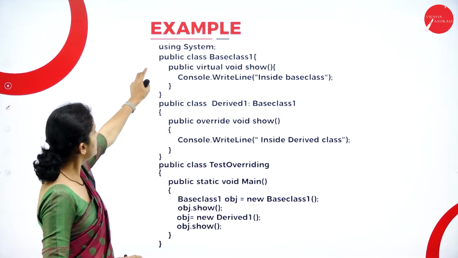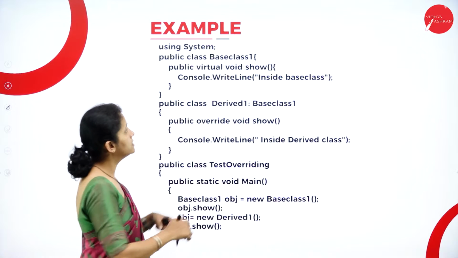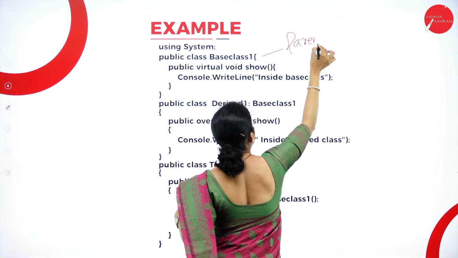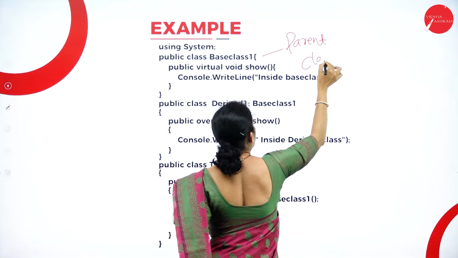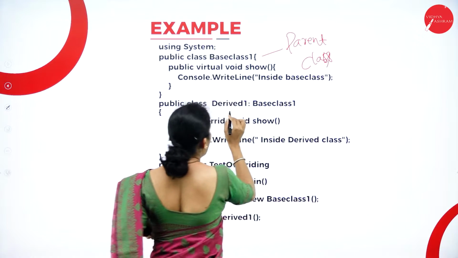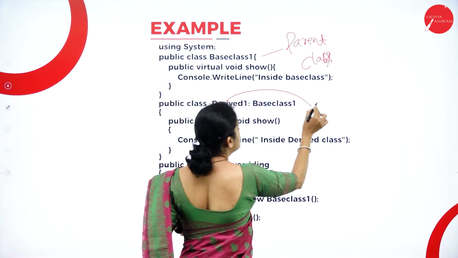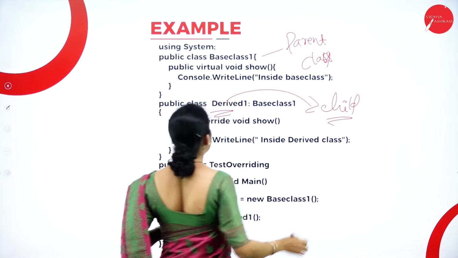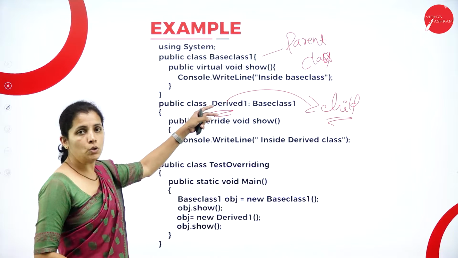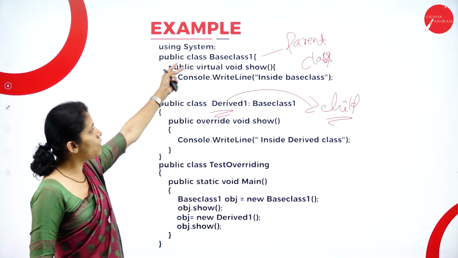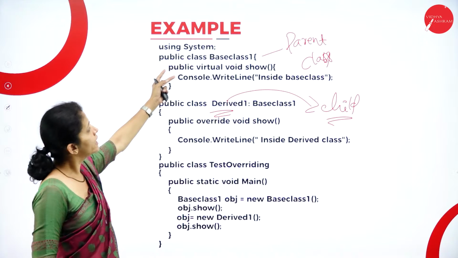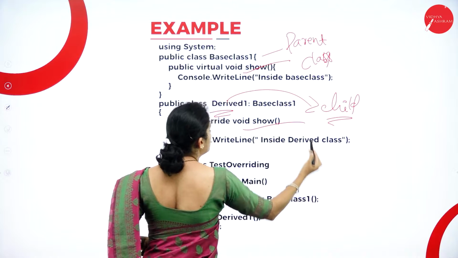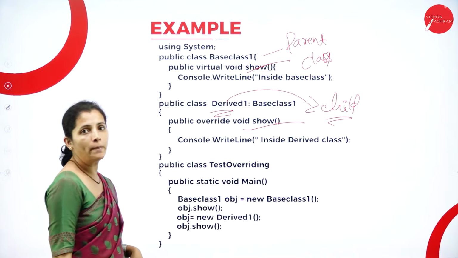Now, see here, I have the base class. This is nothing but the parent class. And here I have the derived class. This is nothing but the child class. Now, this child class will be able to acquire the properties of the parent class. Inside the parent class, I'm going to have a show method. Here also, I'm going to have a show method.